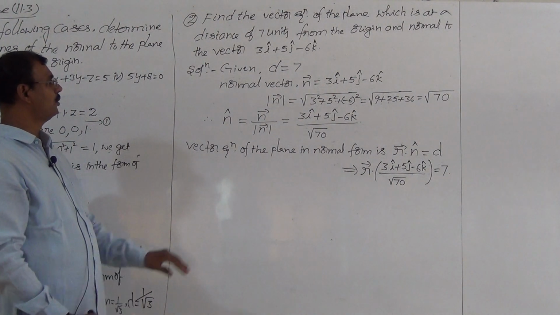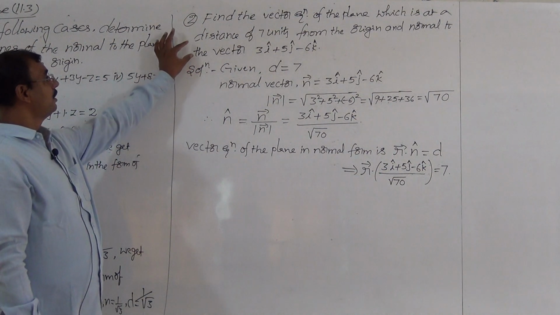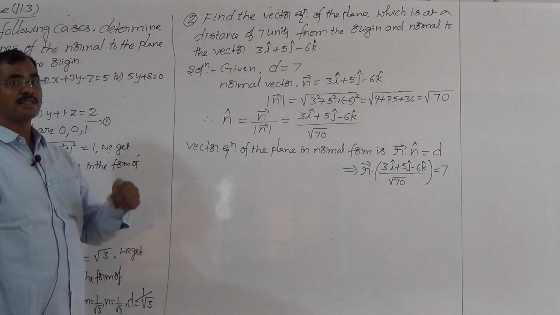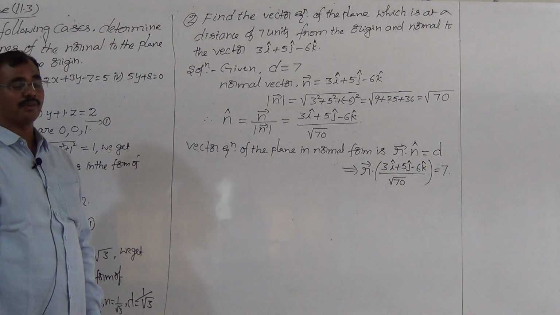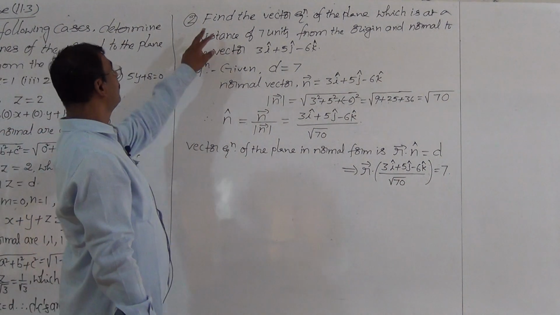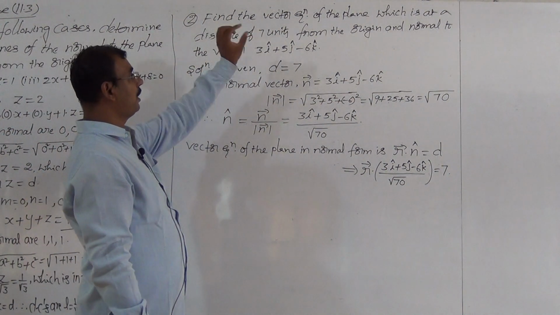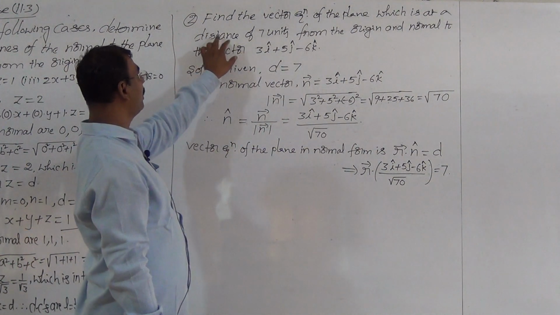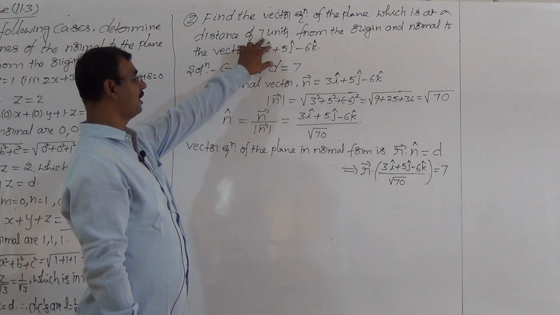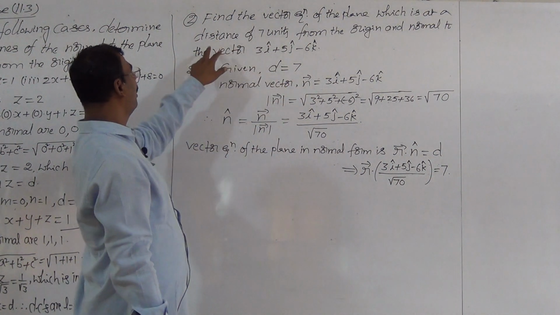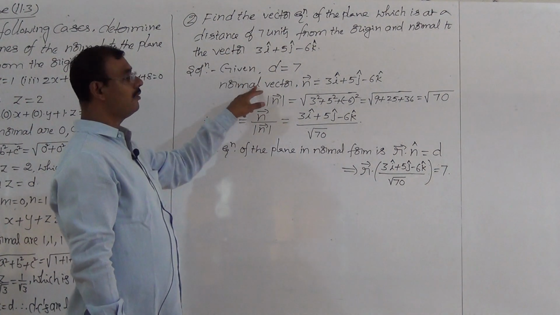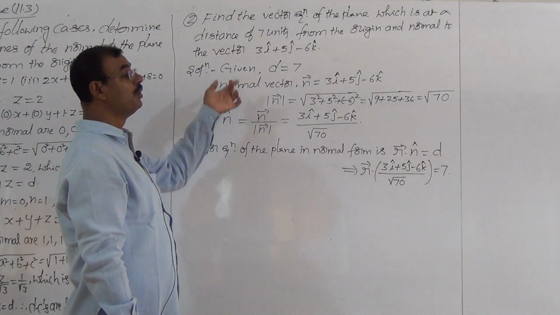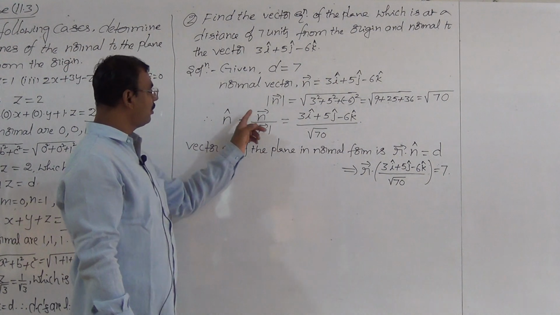Very, very important for 1 mark or 2 marks. You remember mainly what he has given in the problem and what he is asking in the question. That should be found first of all. So here we find the vector equation of a plane in the normal form. Then what is given? The perpendicular distance from the origin to the plane is 7 units, that is d, and the normal vector is given. Whenever the normal vector is given, we have to calculate the normal unit vector.